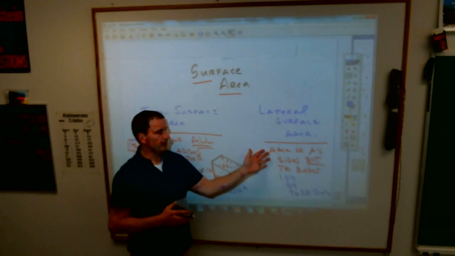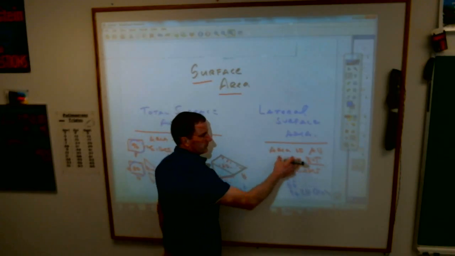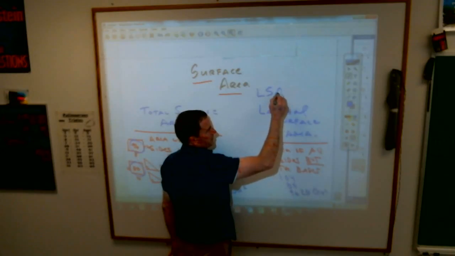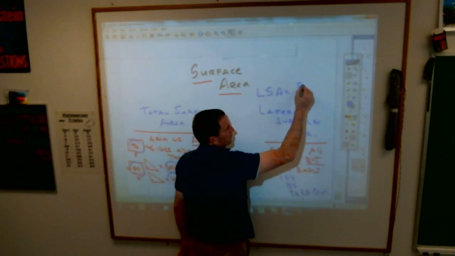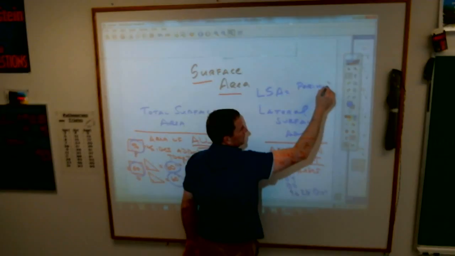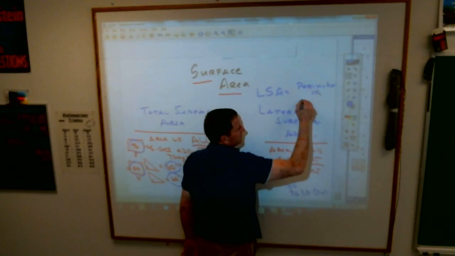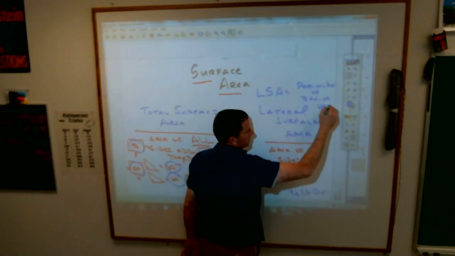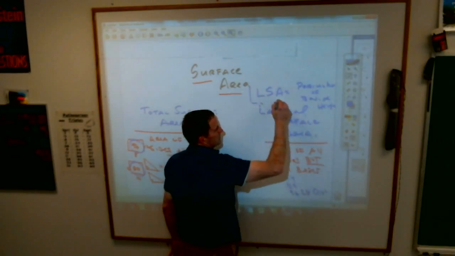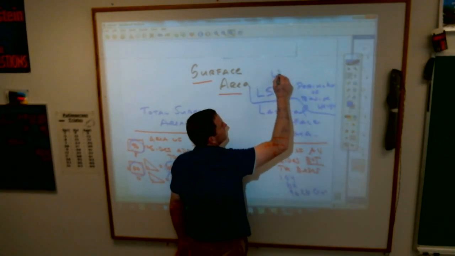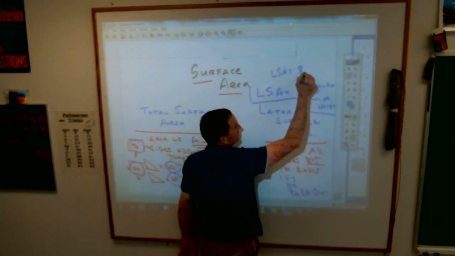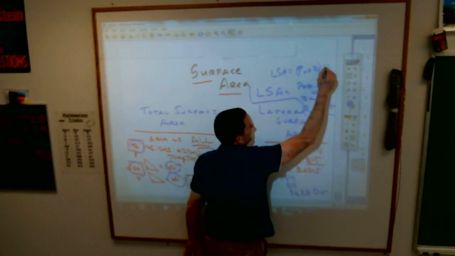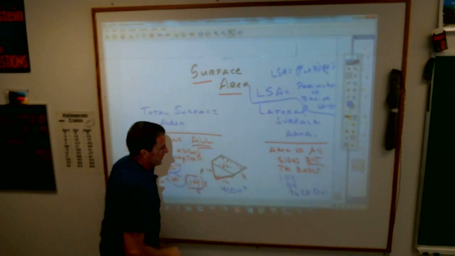If you can think this far in advance, there's actually a formula for lateral surface area that looks like this. Lateral surface area equals the perimeter of the base times the height of the shape. Lateral surface area, LSA, equals perimeter of base times the height.